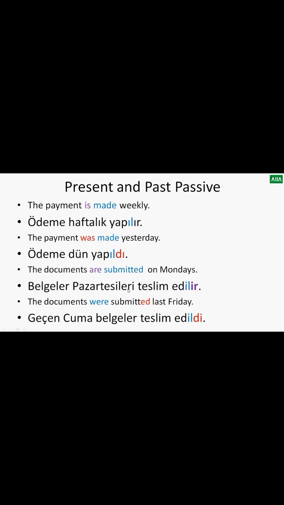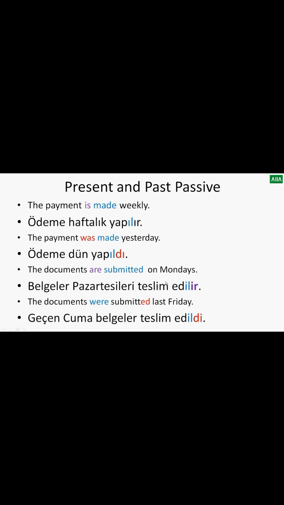Next example here. Belgeler pazartesileri on Mondays. Teslim edilir, which is submitted or delivered. Okay, submitted or delivered. You can say this because are submitted, which is present passive voice. The documents were submitted last Friday, which is past tense but at the same time passive voice. Geçen cuma belgeler teslim edildi. Geçen cuma, geçen which is last Friday, geçen cuma belgeler, the documents was delivered or submitted. Teslim edildi. All right? So these are the examples.